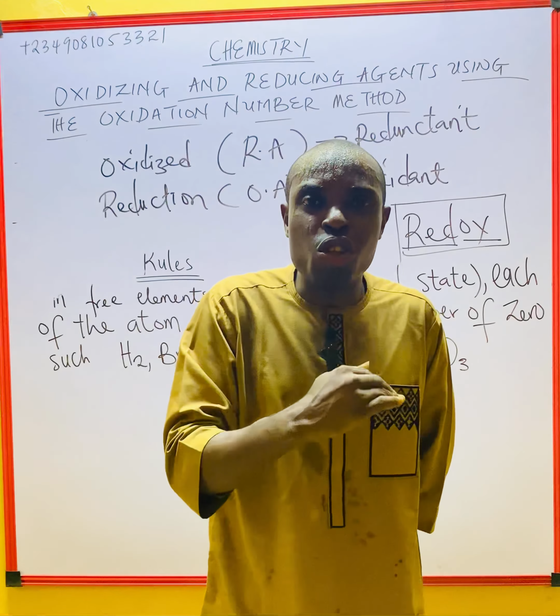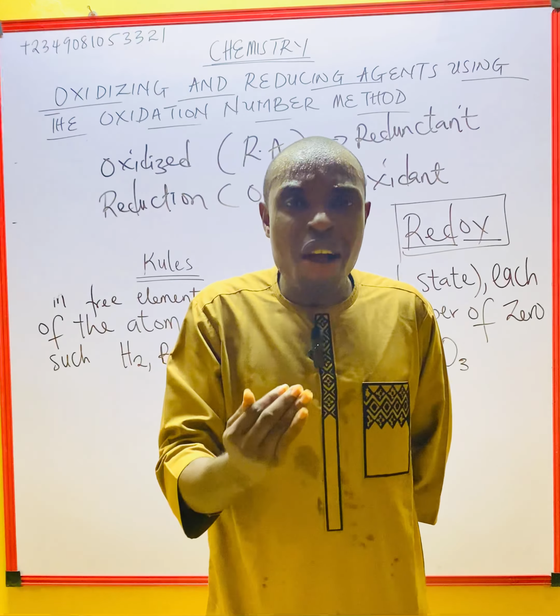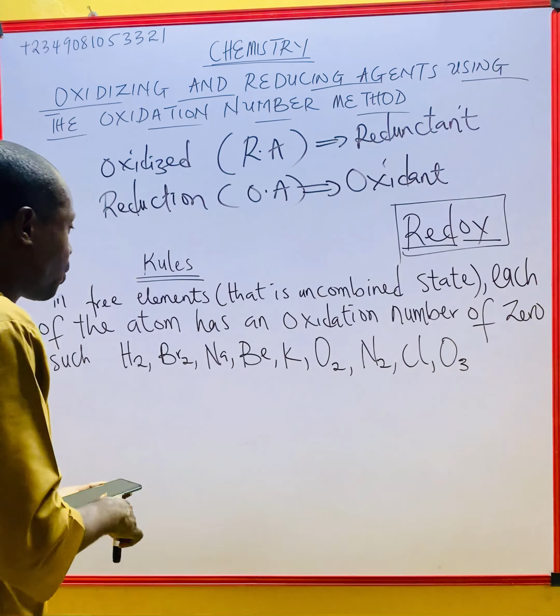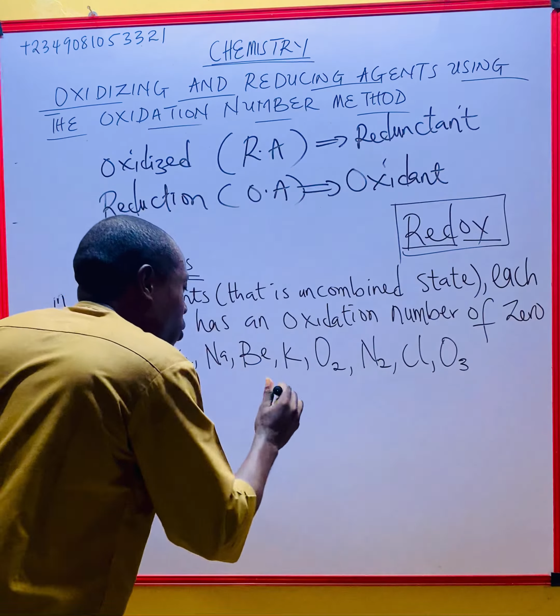Now, while we continue from this aspect, we should understand some basic stuff here. For example, sodium here and sodium ion. See it now? Sodium is in its uncombined state, so the oxidation number is 0. The sodium ion has a charge, and the oxidation number here is +1. You see the difference between the two of them? So sodium here is equal to 0, but this sodium here is equal to +1.